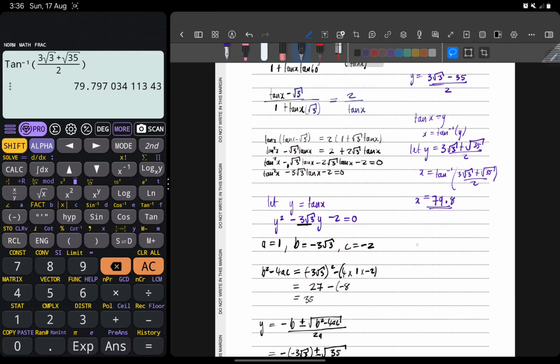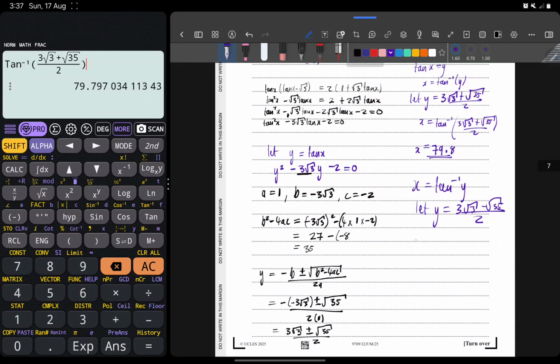Then we are going to have again, we're going to rewrite it to say what? x. We write it again to say we know that x is equal to tan inverse of y. Okay, then we say let y be equal to (3 root 3 minus root 35) all over 2. So x will be equal to tan inverse of (3 root 3 minus root 35) all over 2.